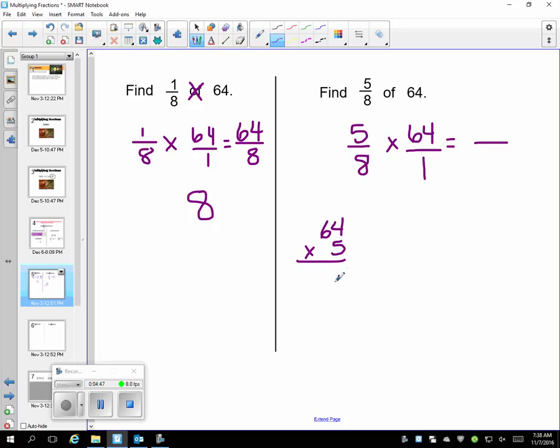5 times 4 is 20. Carry my 2. 5 times 6 is 30, plus 2 more is 32. So my answer is 320. And 8 times 1 is 8. And then I can divide. I know that 32 divided by 8 is 4, with the 0, 40.